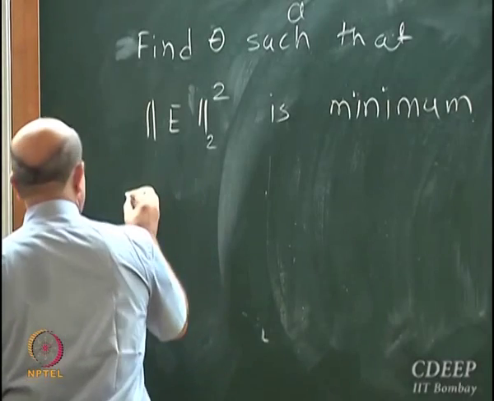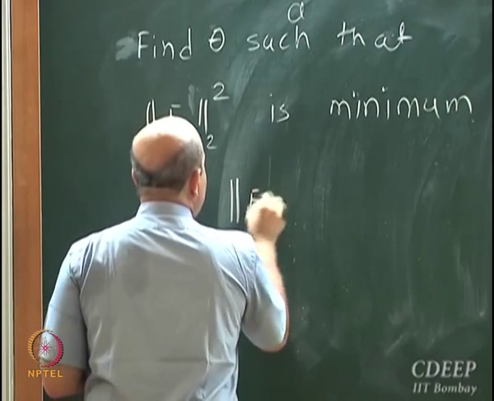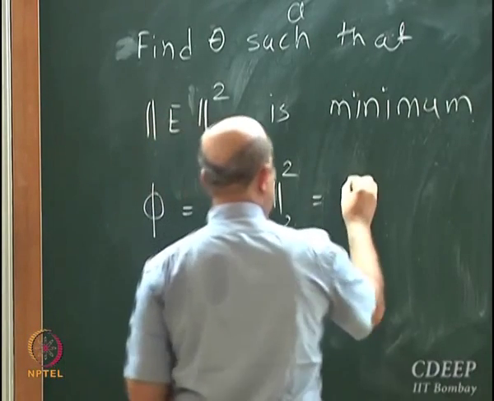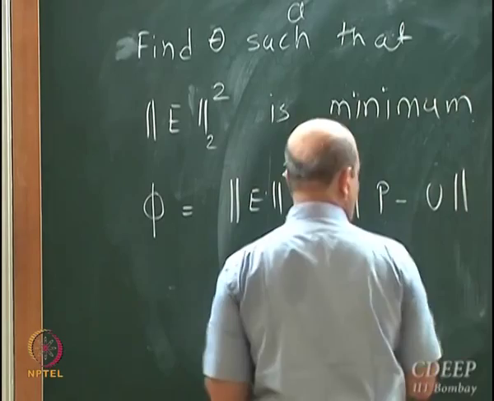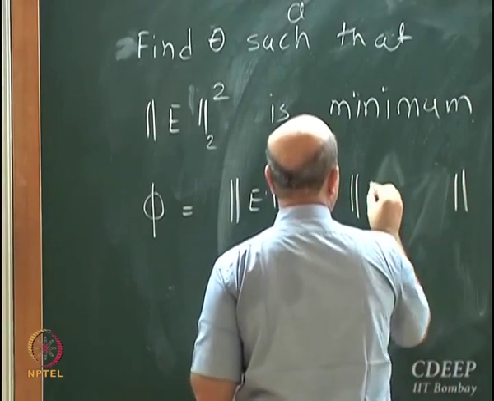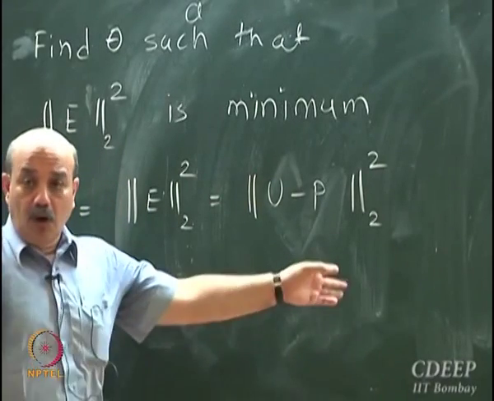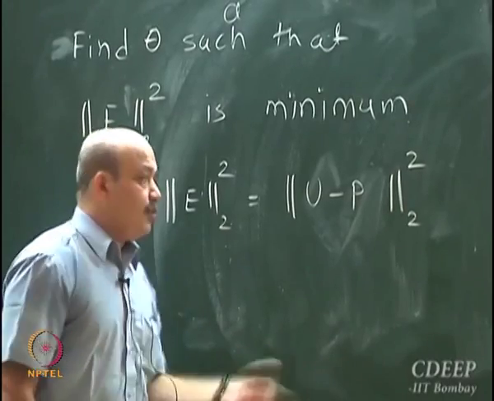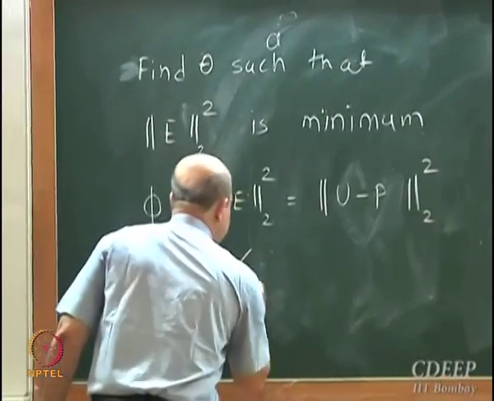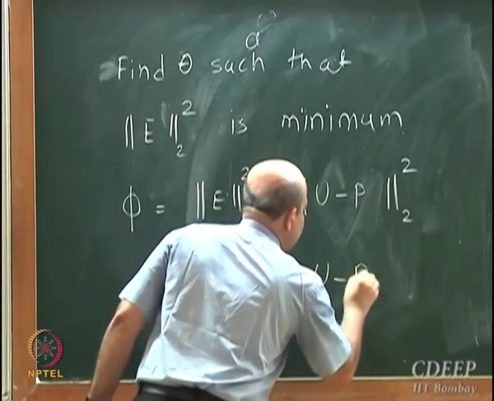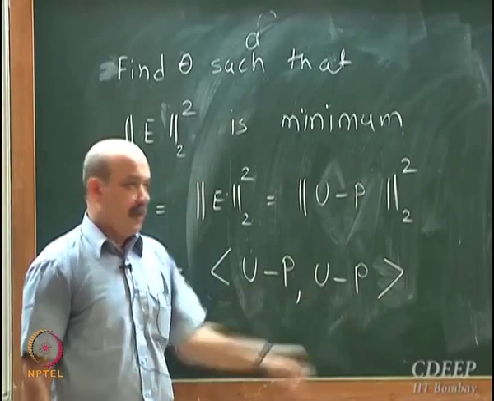So what does it mean? I want to minimize phi, which is the 2 norm of the error squared, which is U minus P, right? But this is a 2 norm. We are working in the inner product space. So the 2 norm square is related to the inner product. How? So this is the inner product of the vector U minus P with itself. Okay.